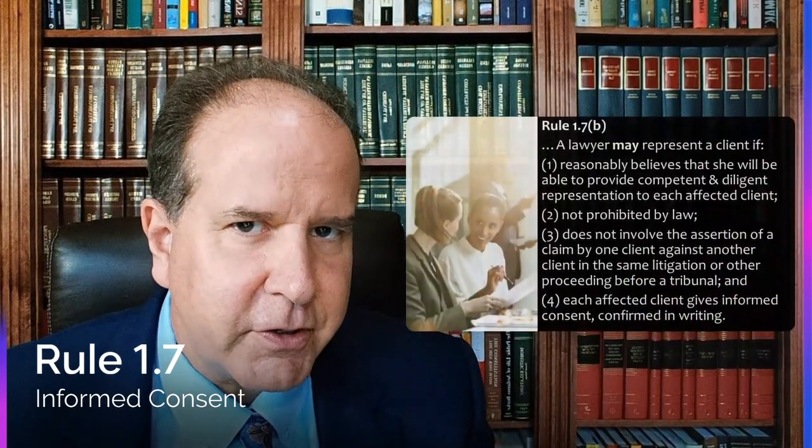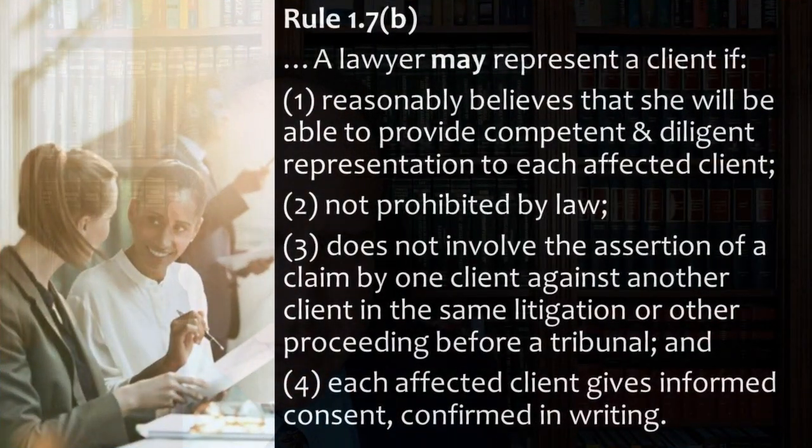Now, to just review, under Model Rule 1.7(b), there's this provision that allows a lawyer to proceed with the representation in spite of a conflict of interest between clients, as long as you can satisfy these four conditions. So if there is a conflict, and even so, you reasonably believe, as a lawyer, that you'll be able to provide competent and diligent representation to each affected client. In other words, you can be honest with yourself that you're not going to favor one client over the other. Then that's good, and then it can't be prohibited by law. I'll talk about that in another video.